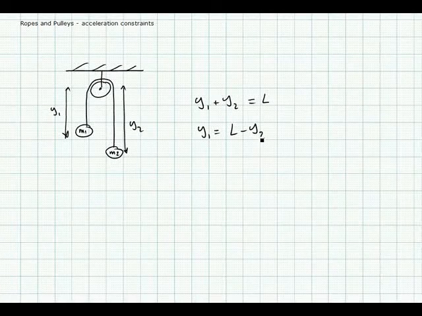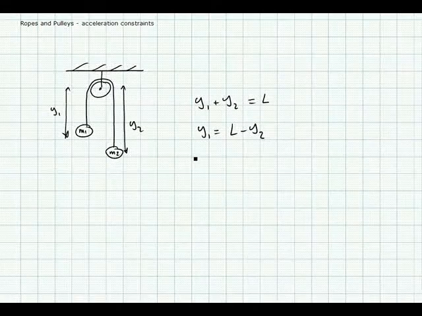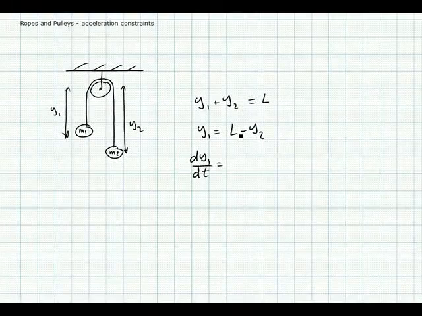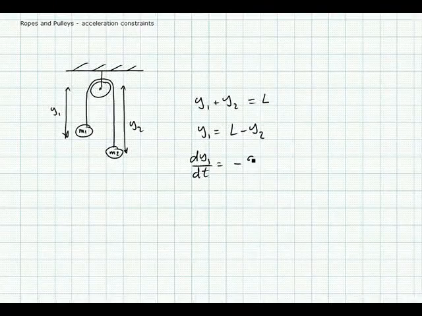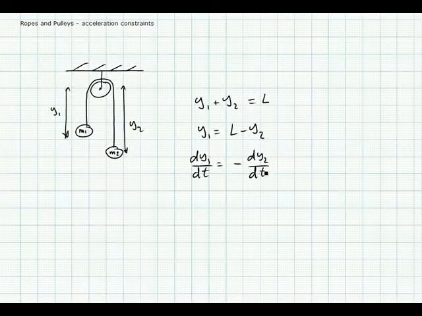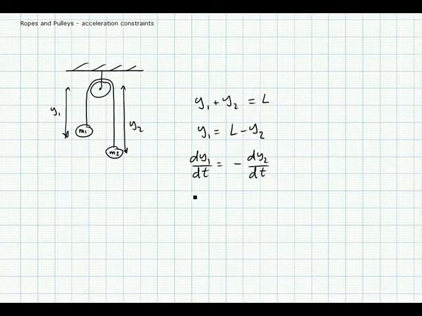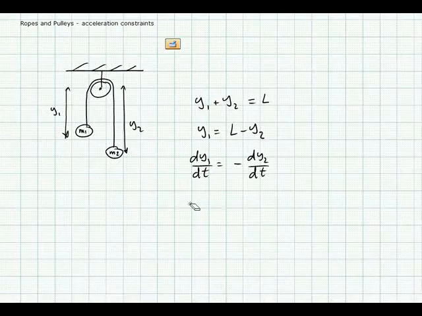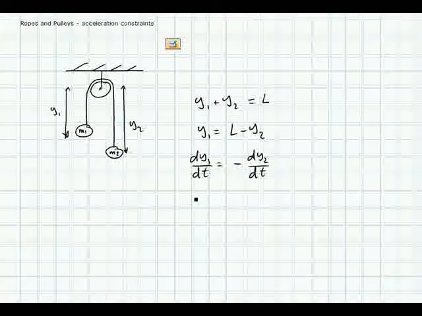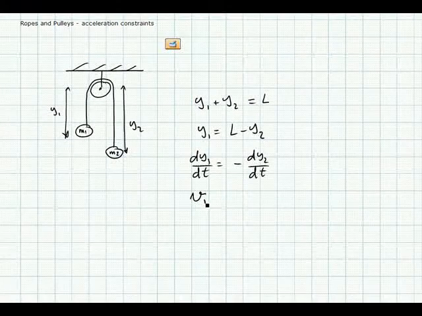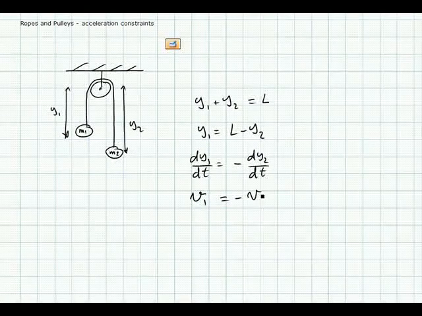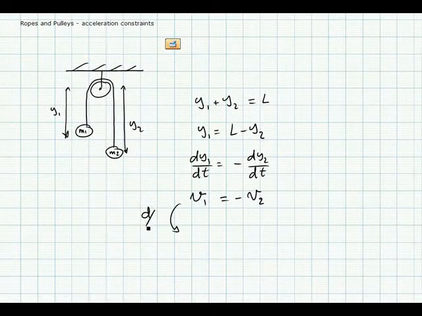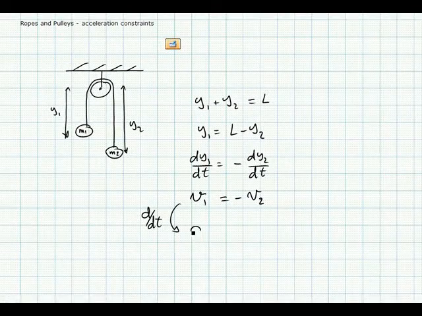If you were to differentiate this expression, we end up with dy1/dt is equal to, L is constant because it's the length of the rope, minus dy2/dt. Actually, before we differentiate further, dy1/dt is the velocity by which mass 1 is moving, and that equals minus the velocity by which mass 2 is moving. And then differentiating one more time, d by dt, we of course end up with a1 is equal to minus a2.